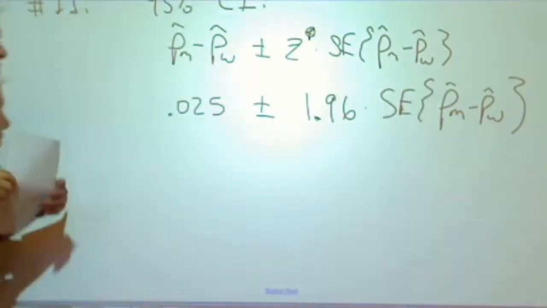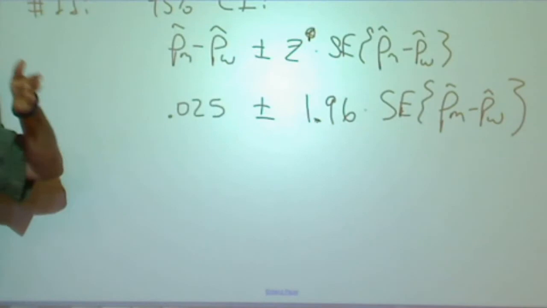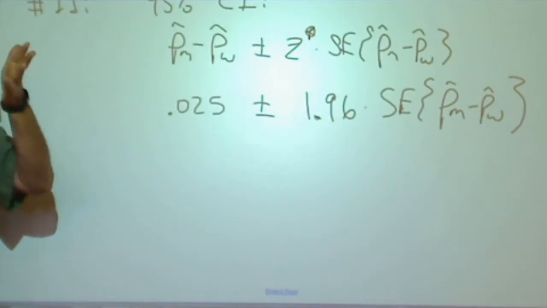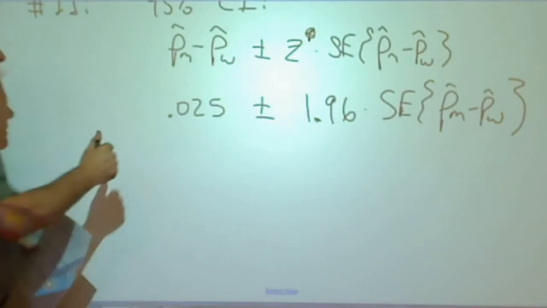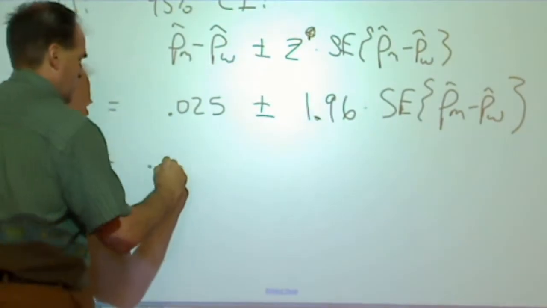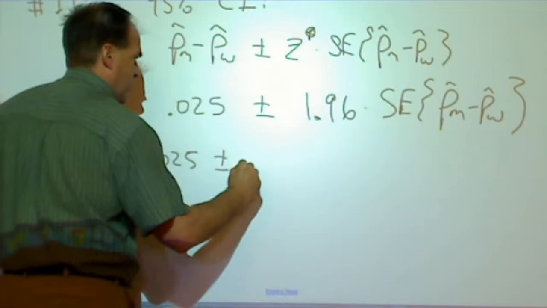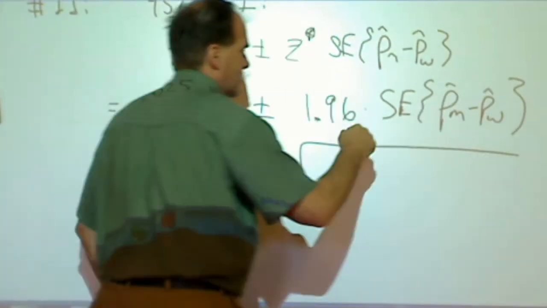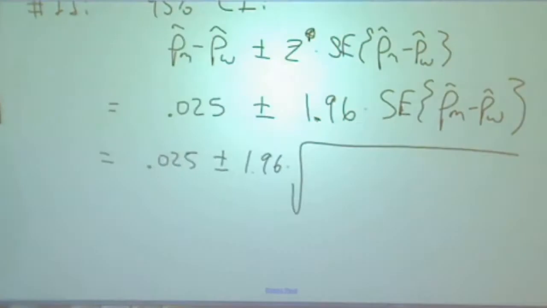Because when we're doing a confidence interval, we're not making a claim that the two proportions are the same. We're not going to pool the data. So 0.025 plus or minus 1.96. Let me write this one out. I've got the two terms.